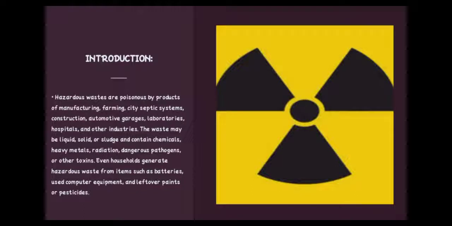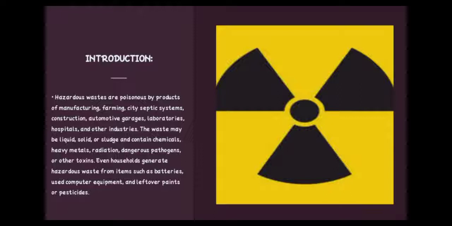Introduction. Hazardous waste are poisonous byproducts of manufacturing, farming, city septic systems, constructions, automotive garage, laboratories, hospitals, and other industries. The waste may be liquid, solid, or sludge and contain chemicals, heavy metals, radiation, dangerous pathogens, or other toxins. Even households generate hazardous waste from items such as batteries, used computer equipment, and leftover paints or pesticides.